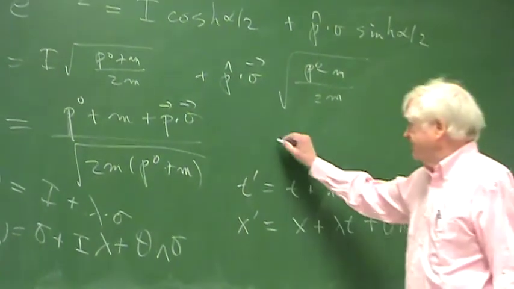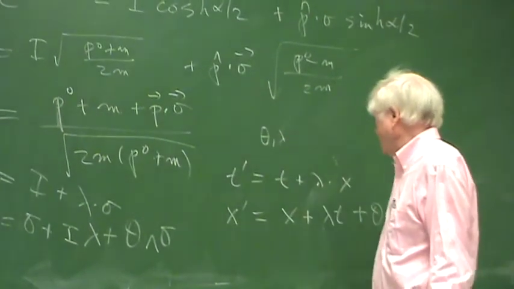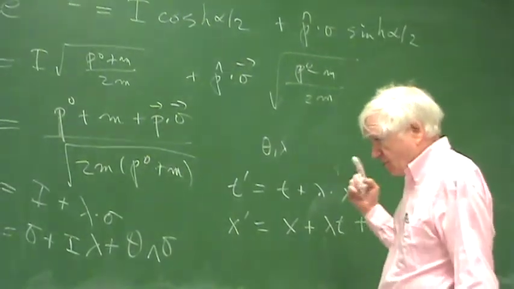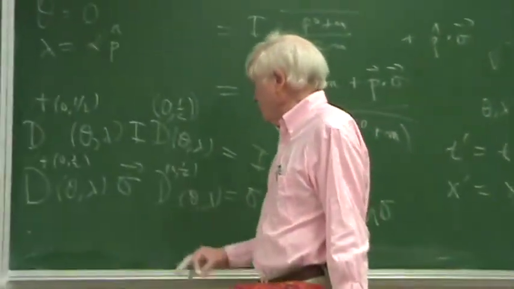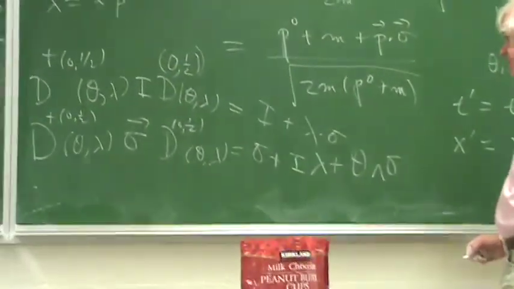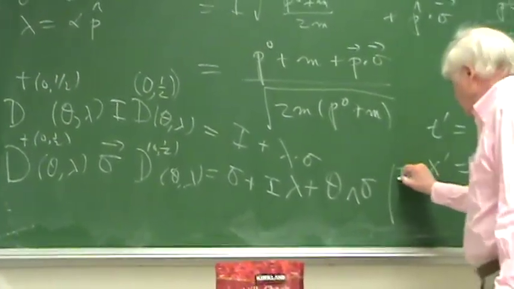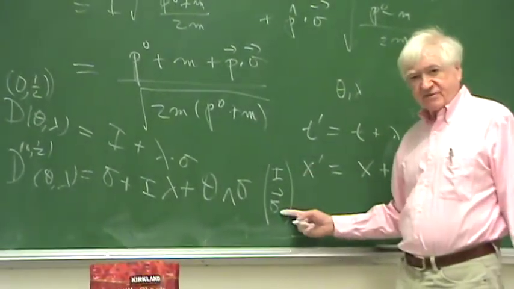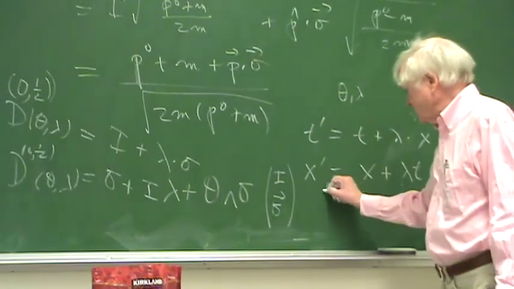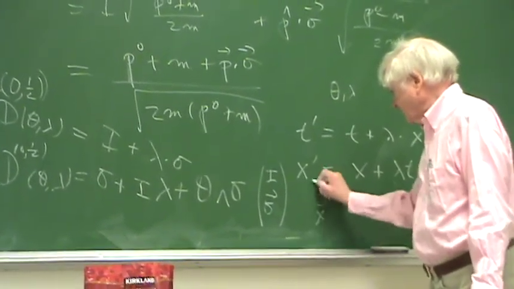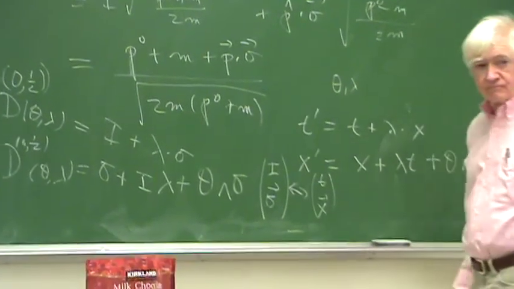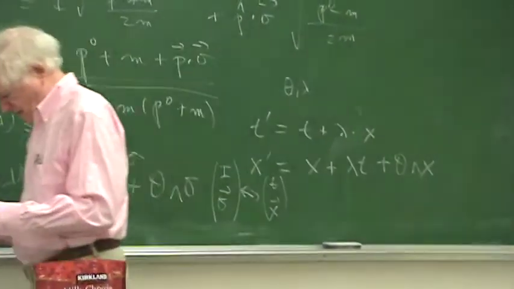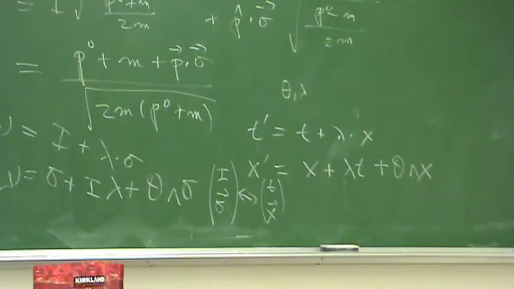So for an infinitesimal Lorentz transformation, theta, lambda, T and X transform this way, and we call them a 4-vector. Well, under this 2 by 2 representation, the analogous 4-vector is a 4-vector of 2 by 2 matrices. The identity and the 3 Pauli matrices are playing the role of T and X. As I say, it's a little work to show this, but it's not an incapacitating amount of work.